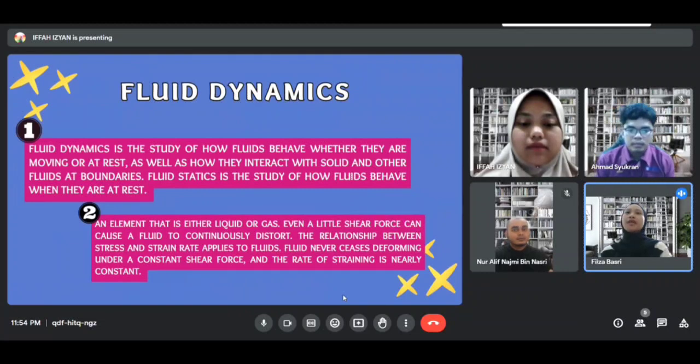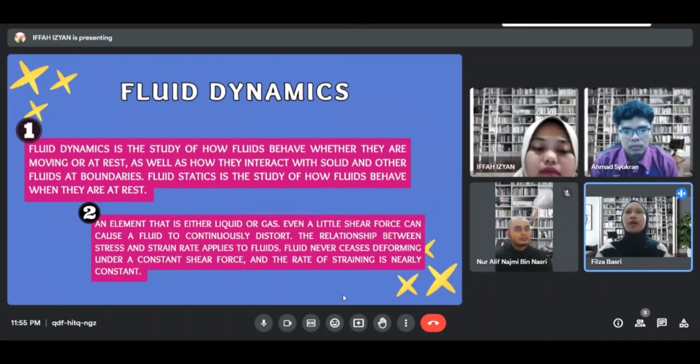So, what is fluid dynamics? Fluid dynamics is the study of how fluids behave, whether they are moving or at rest, as well as how they interact with solids and other fluids at boundaries. Fluid statics is the study of how fluids behave when they are at rest.